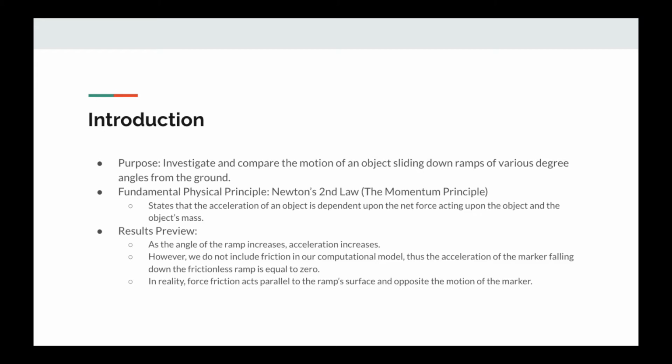The fundamental physical principle we will be studying in this lab is Newton's second law, or the momentum principle, which states that the acceleration of an object is dependent upon the net force acting upon the object and the object's mass. Our results preview is that as the angle of the ramp increases, acceleration increases. However, we do not include friction in our computational model, thus the acceleration of the marker falling down the frictionless ramp is equal to 0. In reality, force of friction acts parallel to the ramp surface and opposite the motion of the marker.